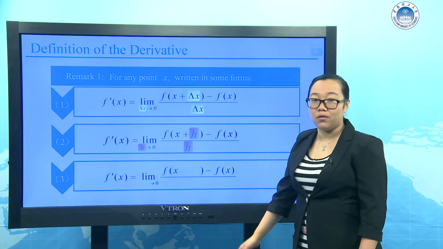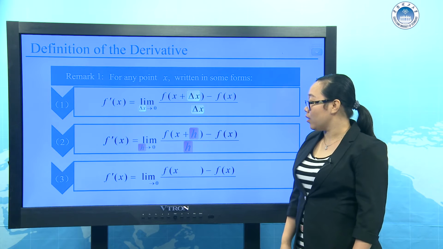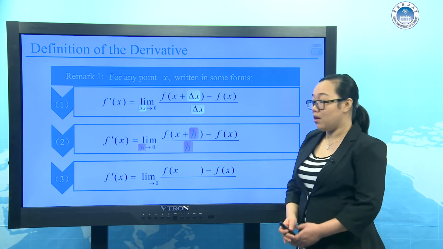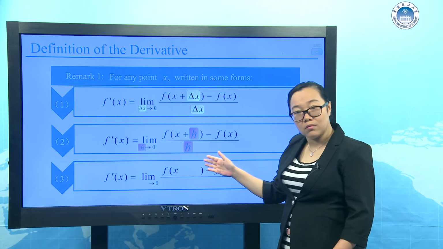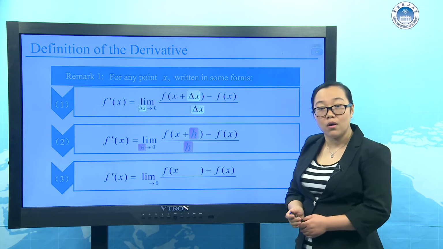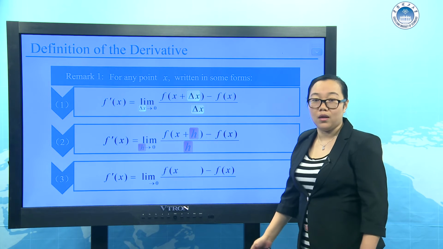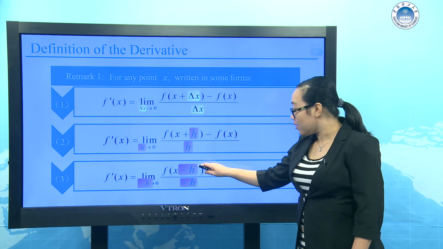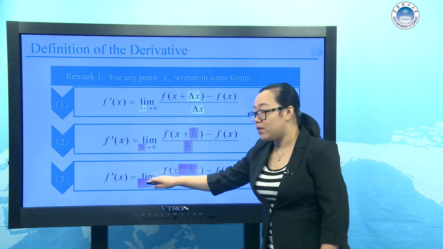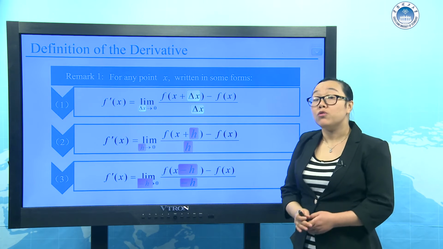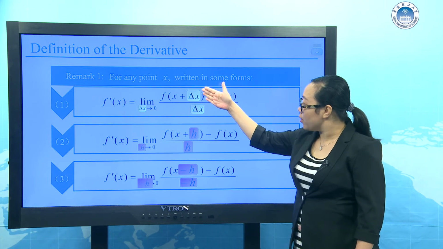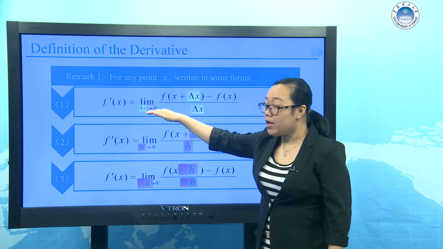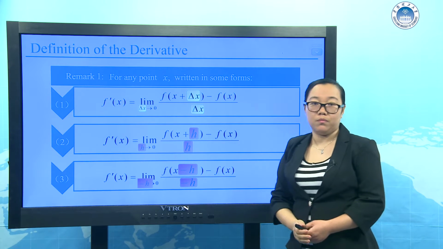Look at another form, case 3. f prime of x. The three expressions are the same. Of course, we can also write it like this, with minus h. So you should remember the basic form: the variable tends to 0.